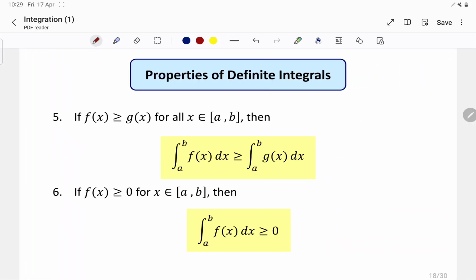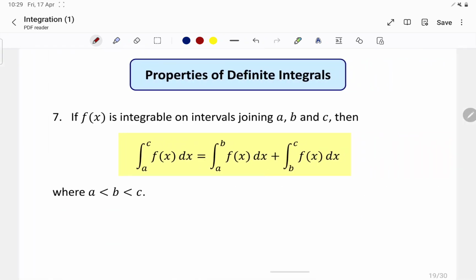Now we proceed to another property of definite integrals. This one is okay, no need for you to know. This one is also important: if f(x) is integrable on the interval joining a, b and c, where a is less than b, less than c.